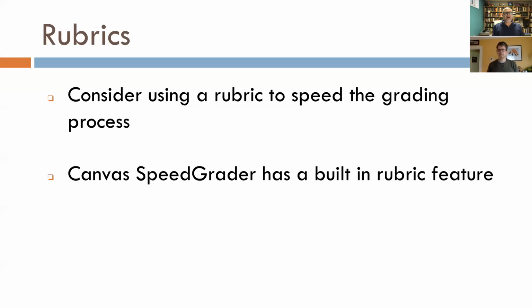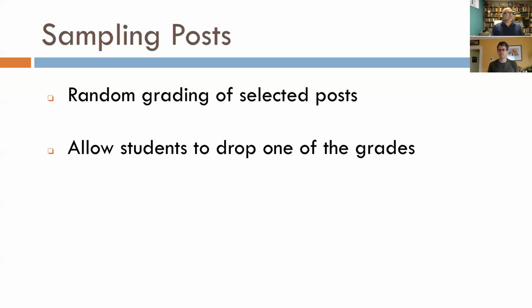One thing to keep in mind is that Canvas will allow you to attach a rubric to various assignments, and you can use a Canvas feature called Speed Grader to provide directed feedback on that rubric to students, and that can really speed up your grading of student discussion posts. So now I'm going to pass it over to Paul to talk about different strategies for assessing students' discussions.